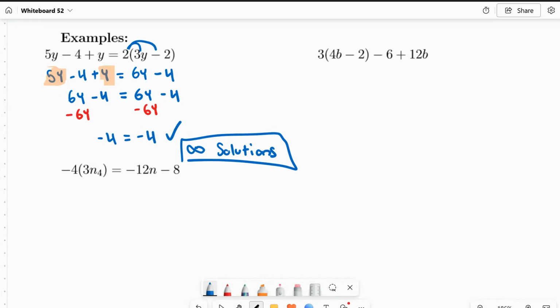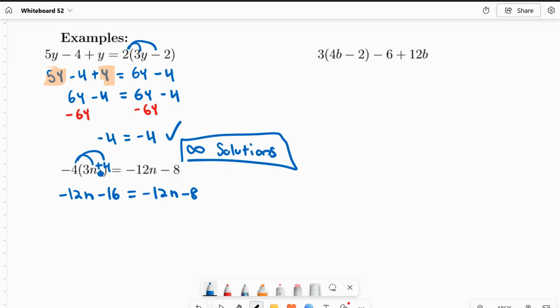All right, let's take a look at this bottom one. And this is actually supposed to say +4. I totally had a typo there. So just like the previous example, let's start by distributing our -4. -4 times 3n gives me -12n. -4 times +4 gives me -16, which equals -12n minus 8.